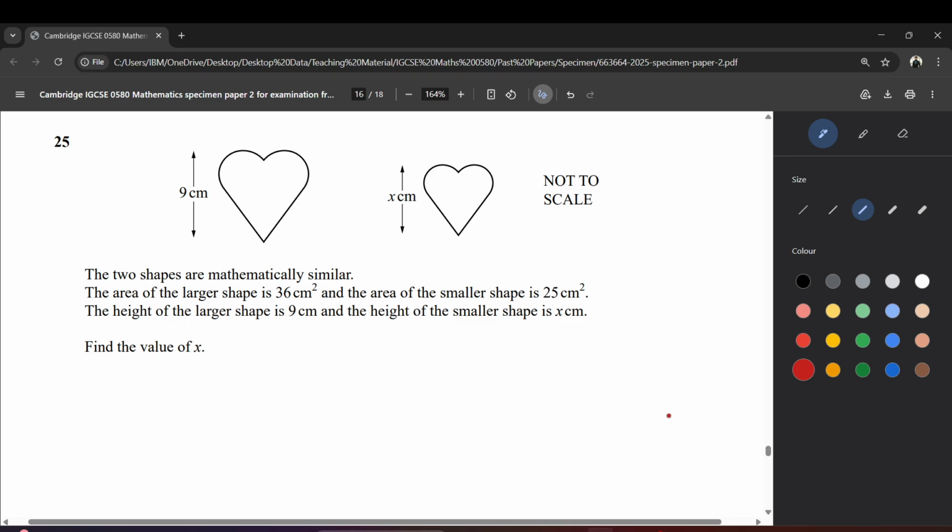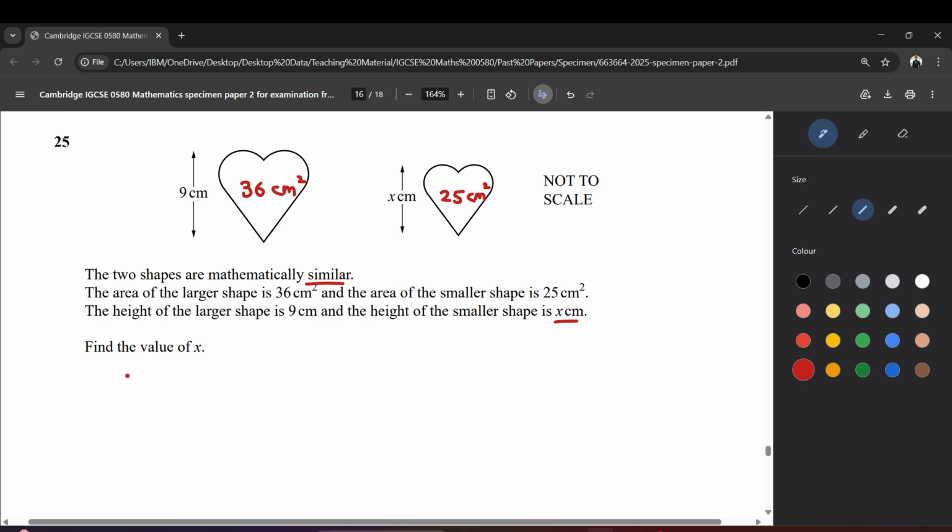Okay, question number 25. The two shapes are mathematically similar. The area of the larger shape is 36 centimeters square, and the area of the smaller shape is 25 centimeters square. The height of the larger shape is 9, and the height of the smaller shape is x. Find the value of x.